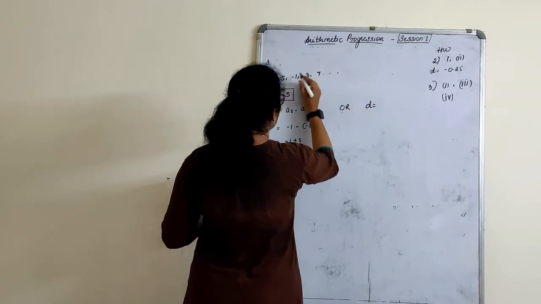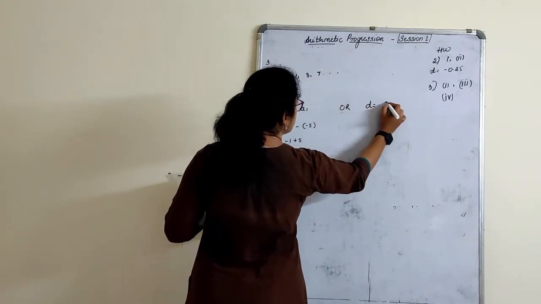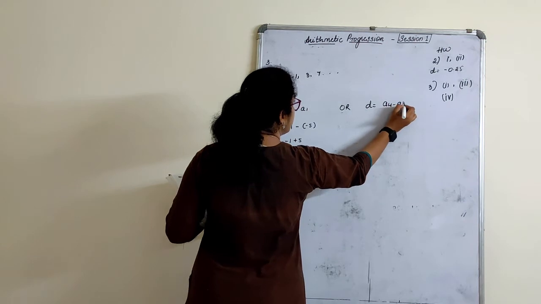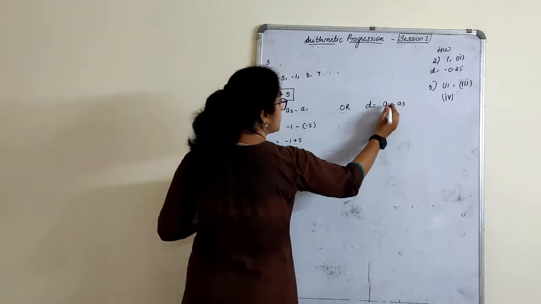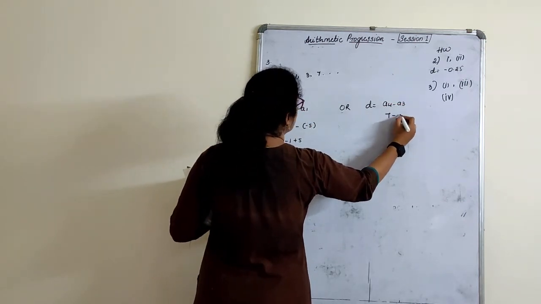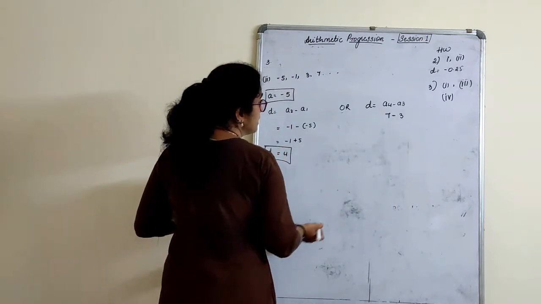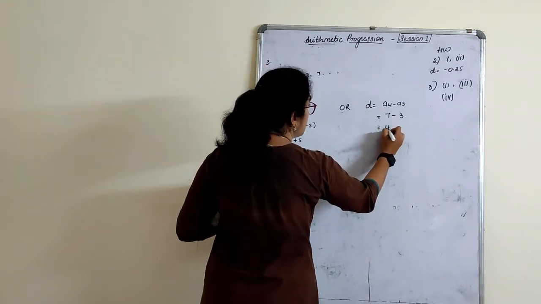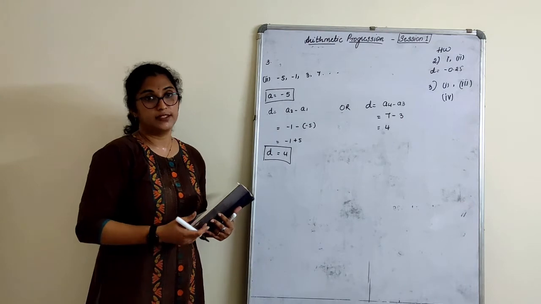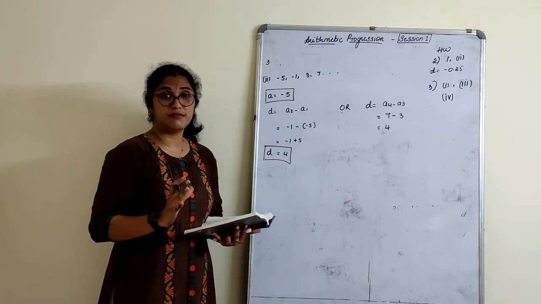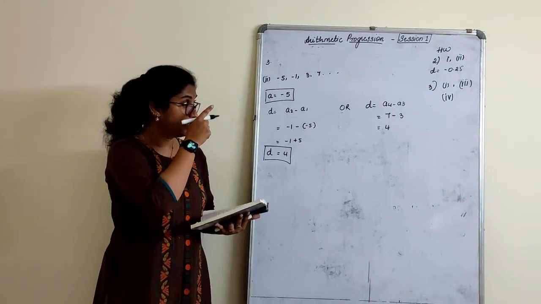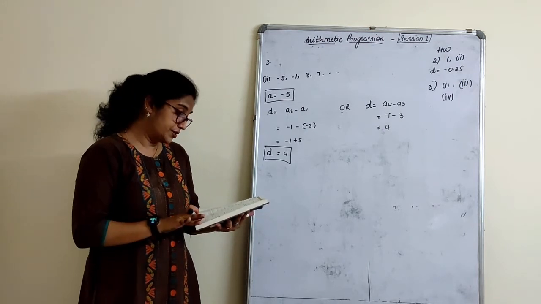Common difference is equal to the second term minus the first, or the fourth term minus the third. A4 minus A3 I'll do, because there is no negative sign there. What is A4? 7. What is A3? That is 3. 7 minus 3? 4. Same thing you get. Okay, so this is how you find the first term and common difference. Only one I have done. Remaining I have marked for homework.